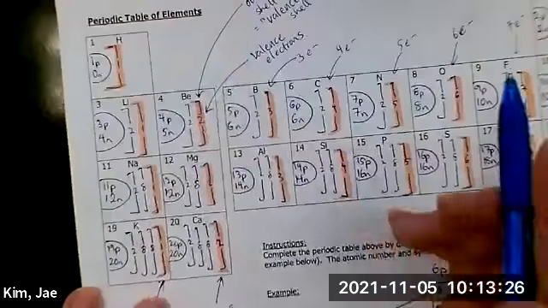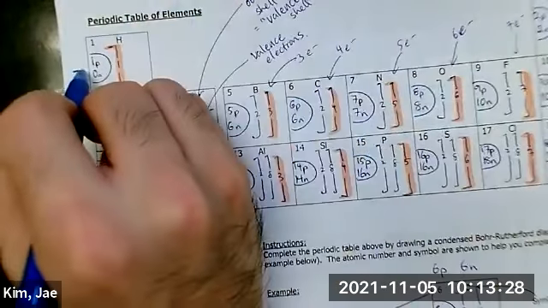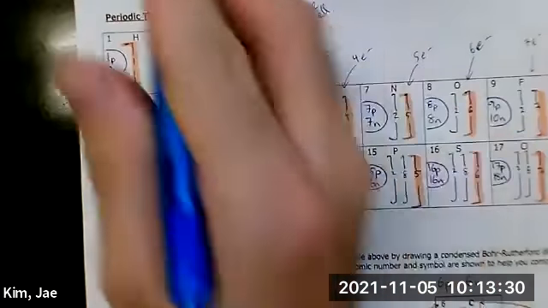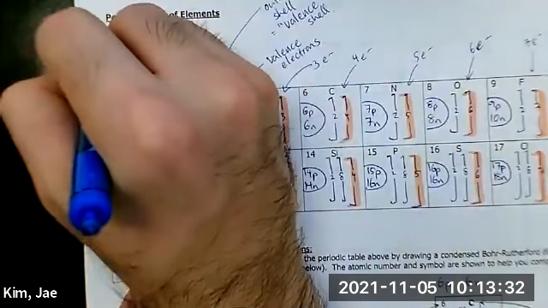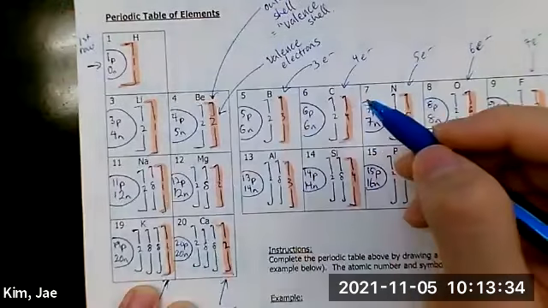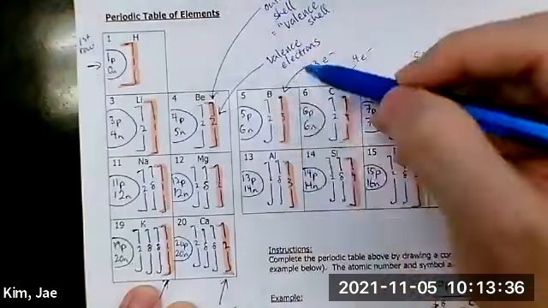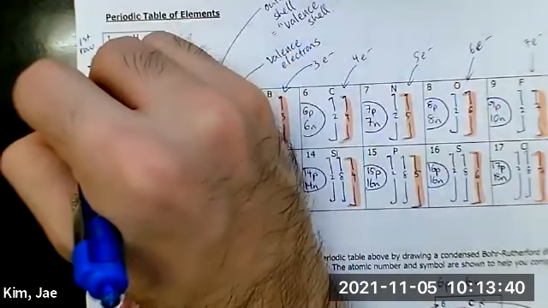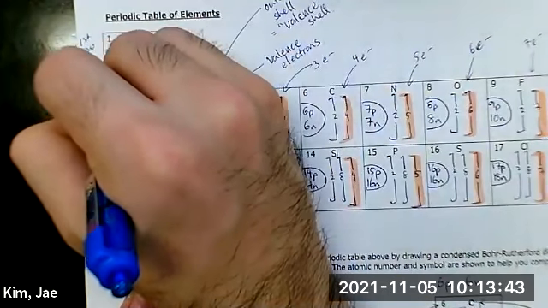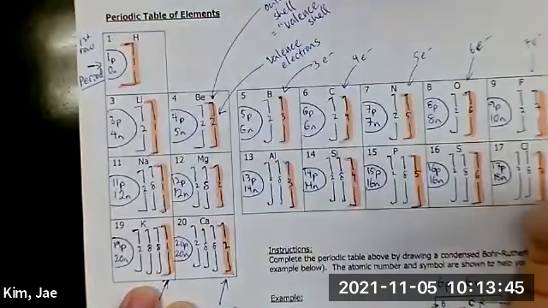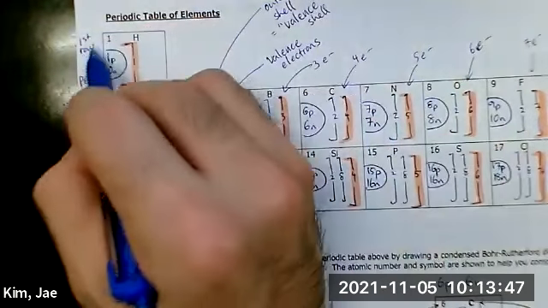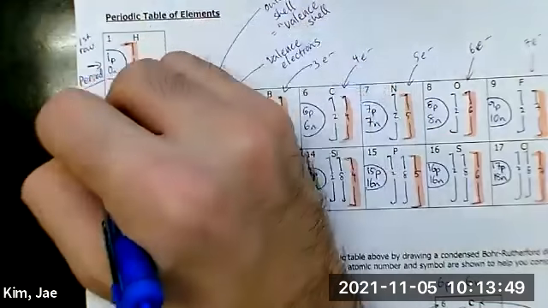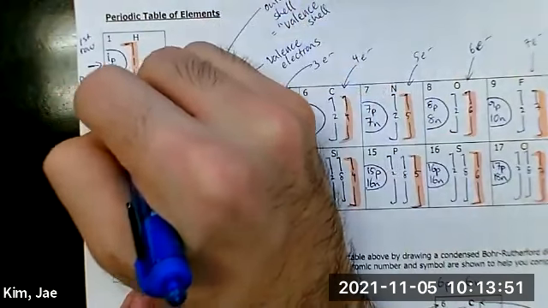Okay, so let's write this down. This right there is the first row, AKA not row, just like how we have these things called, instead of calling it a row, we actually call it the first period, hence the periodic table. This is the first row, AKA the first period, and it has one shell.